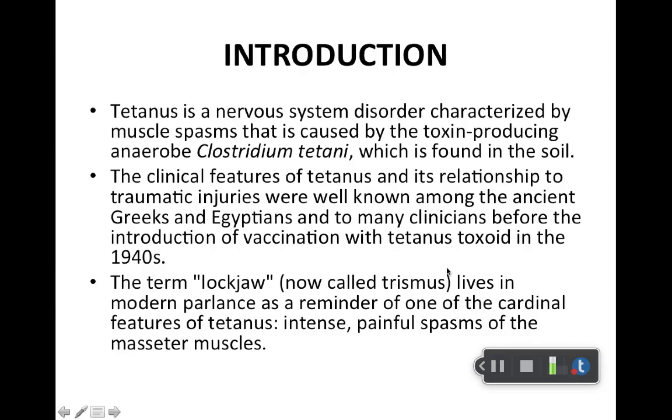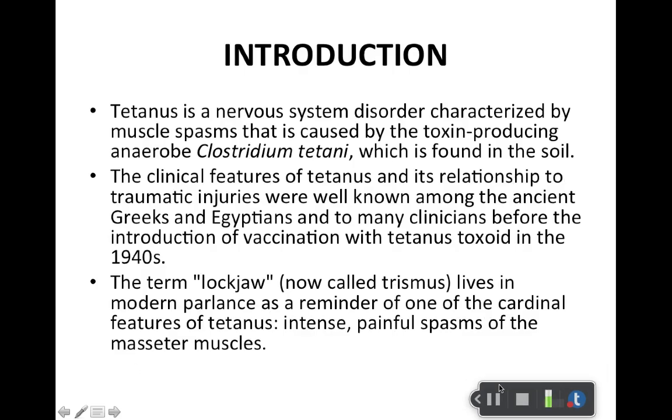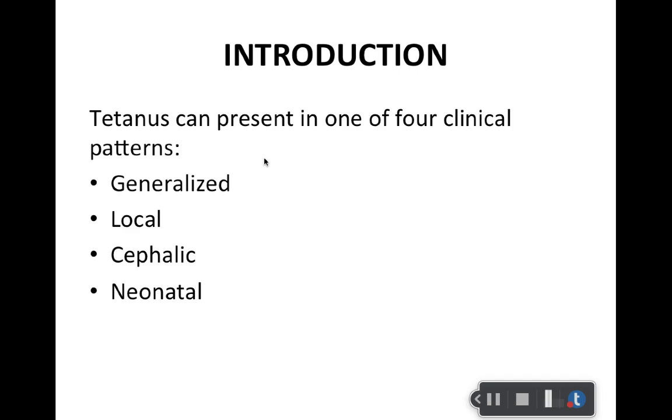Introduction here, just read through this, but basically this is a nervous system disorder. They have muscle spasms. Lockjaw is one of those that historically was associated with it, but it's from the bacteria Clostridium tetani. Anyways, just read through the rest of that. There are 4 clinical patterns you have to be concerned with for tetanus, and here they are listed.